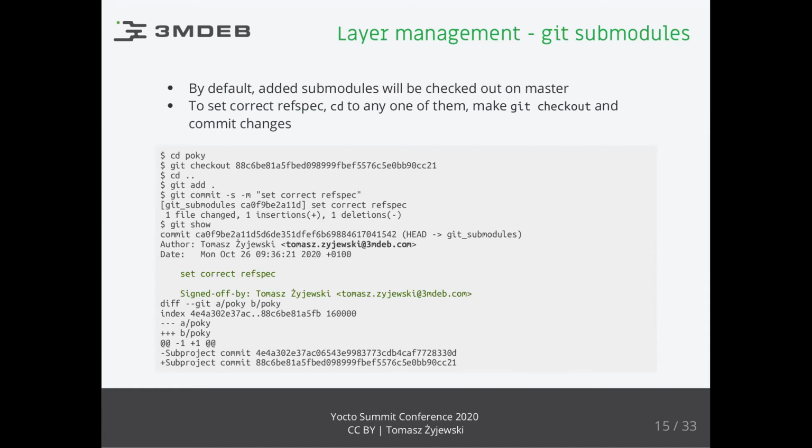As we can see in the difference from that commit, it shows that only the revision of the given subproject has changed. So from now on, when we init and update our submodules, they will be checked out to our revision. In this case, it will be a revision which starts with 8.8c6.